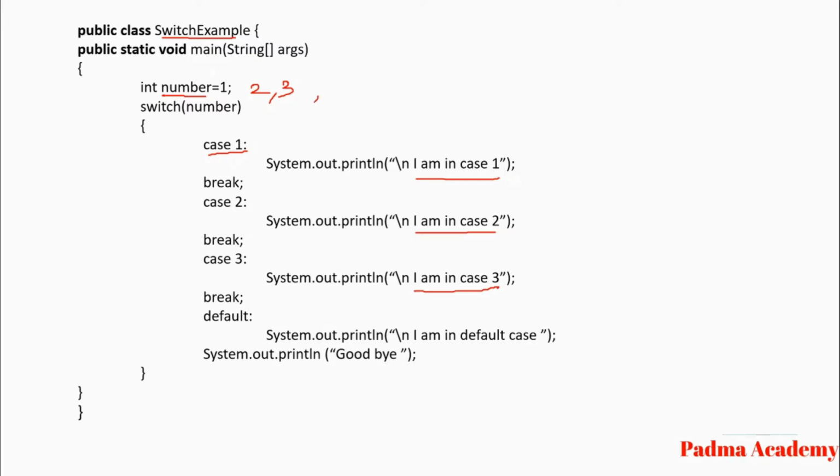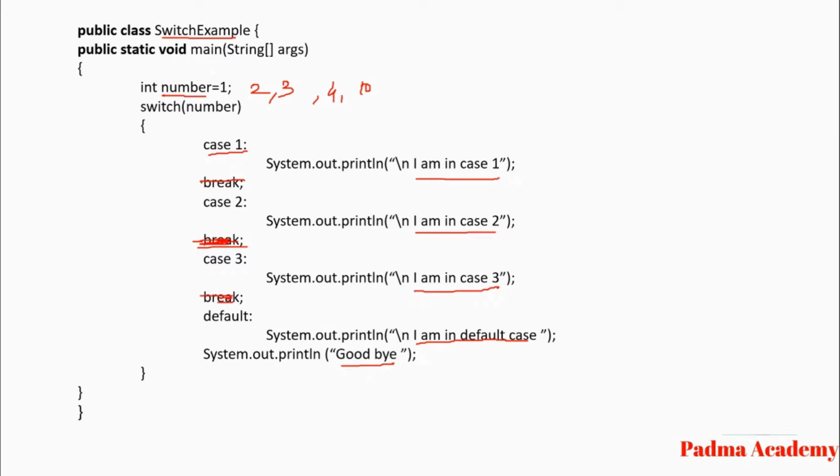If we assign the value 4, or anything which is not 1 to 3, then it will go to the default block and execute "I am in default case." Then after that it will print the goodbye message. If we remove all the break statements from here, what will happen?